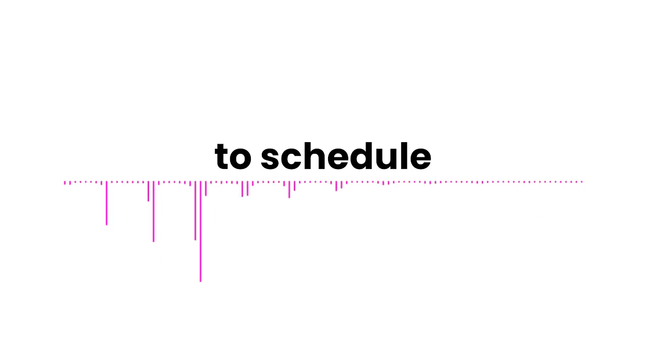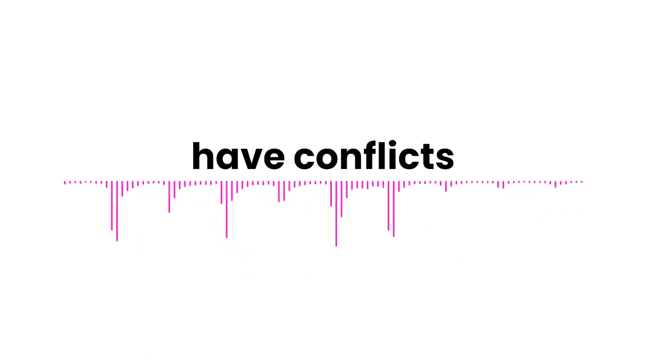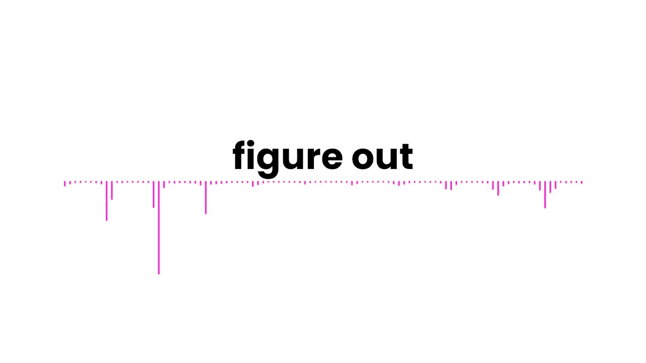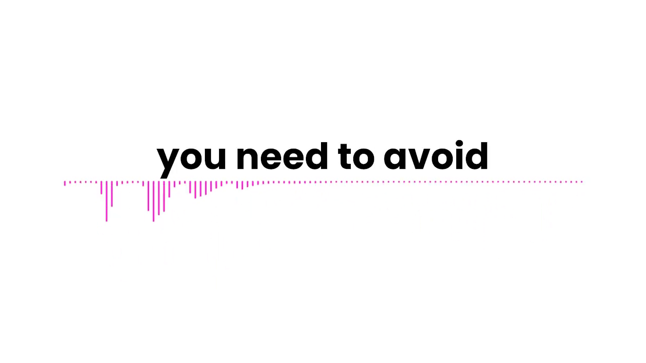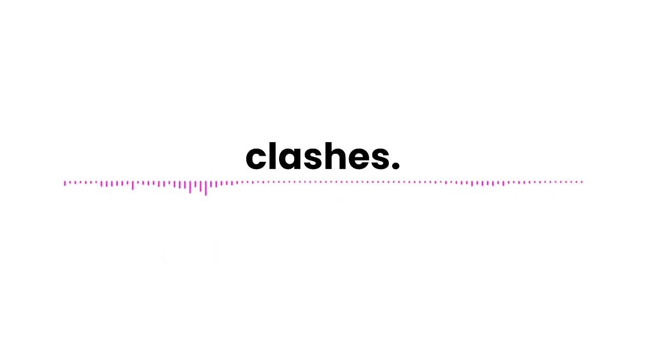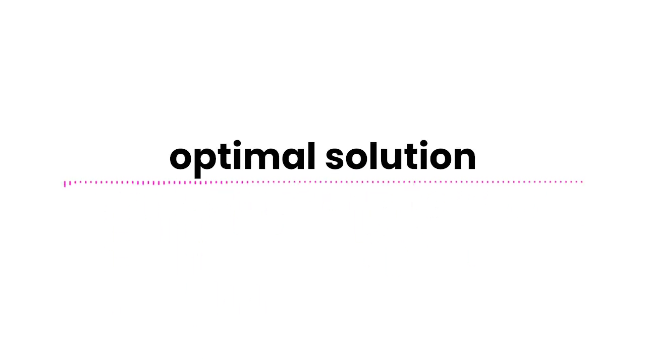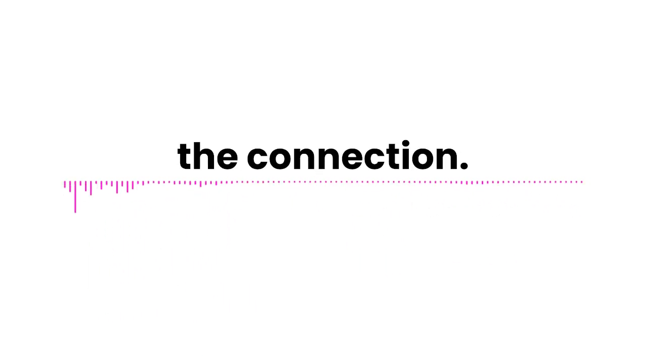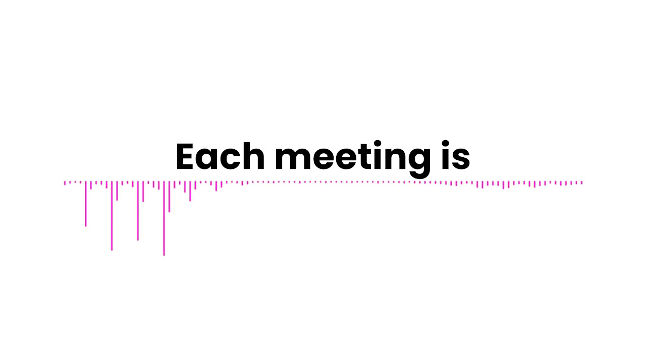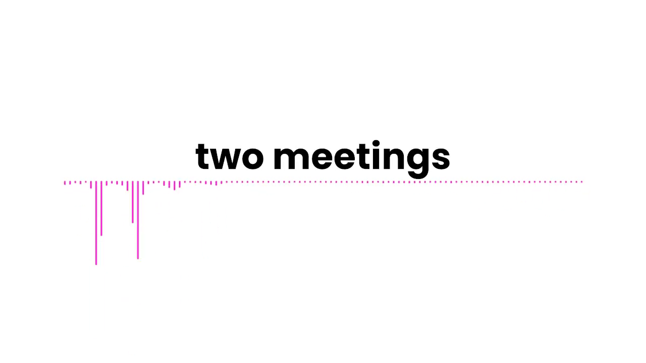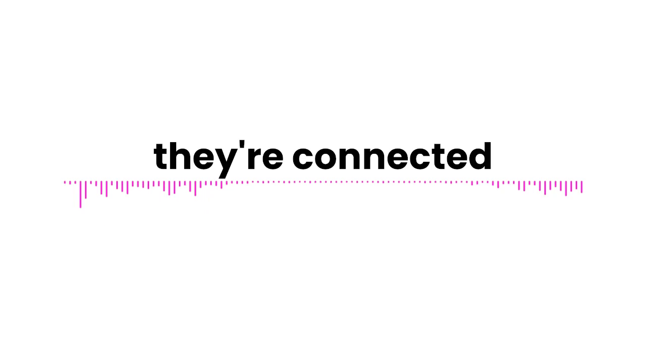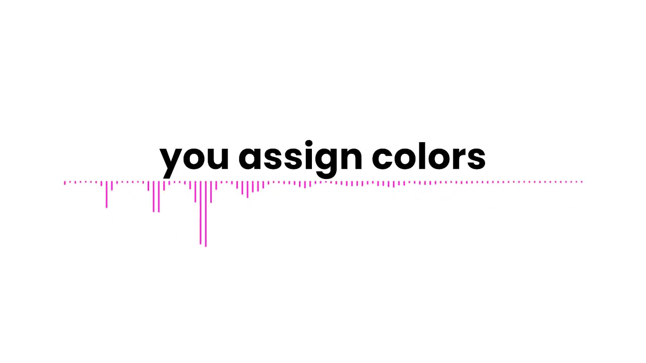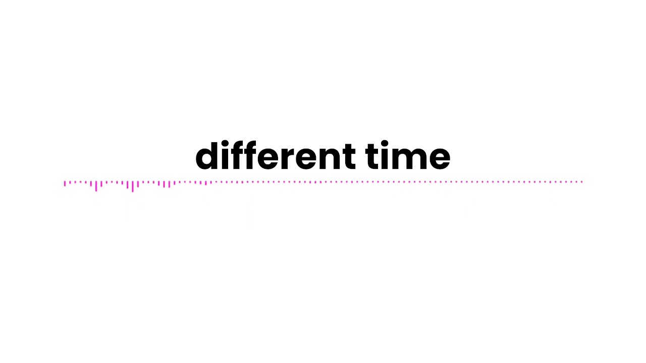Imagine you're trying to schedule a series of meetings, and some people have conflicts because they need to attend multiple meetings. Graph coloring can help you figure out the minimum number of time slots you need to avoid any scheduling clashes. It's all about finding the optimal solution while respecting the constraints. Okay, I'm starting to see the connection. Each meeting is like a node in the graph, and if two meetings share a participant, they're connected by an edge. Right, precisely. In graph coloring, you assign colors to each node representing different time slots.